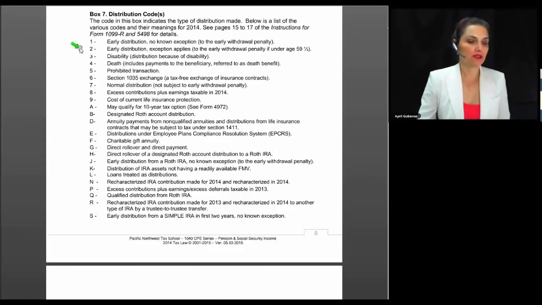Number 2, early distribution, exception applies to the early withdrawal penalty if under age 59.5. So you may have had an early distribution from your retirement account, but it is not subject to a penalty, or at least the plan administrator believes that it is not subject to a penalty. And if that's the case, they put a code 2 there. Now, I often see a code 2 used when we're talking about Roth conversions. We're going from a traditional IRA into a Roth IRA. I might see a code 2, but a code G could also be in there for that exact same purpose. So code 2 could be there for any number of reasons. When there is a code 2, I just go, great, there's no penalty to worry about. But of course, the distribution is still taxable.